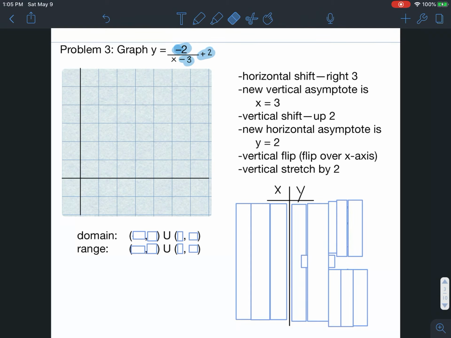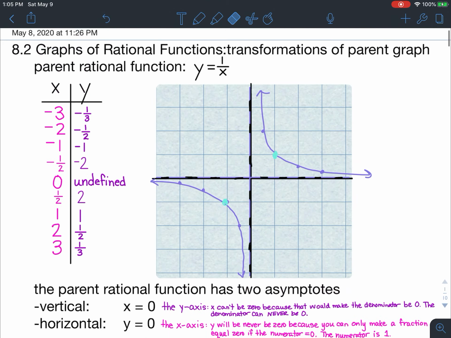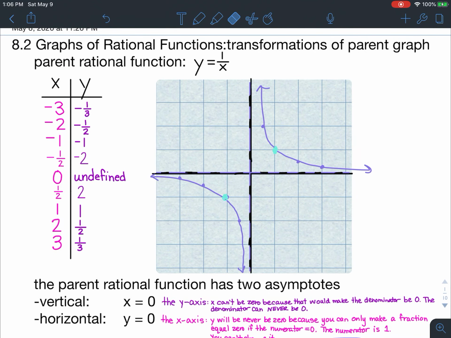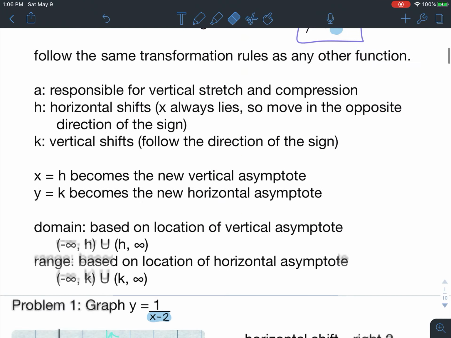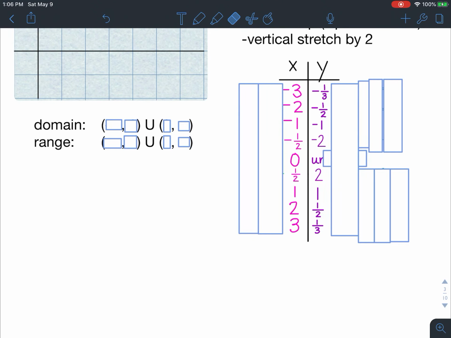So the first thing I did was I made my parent graph table. So this one here. I literally just circled it and copied it and pasted it down here. So that's what's in these columns.